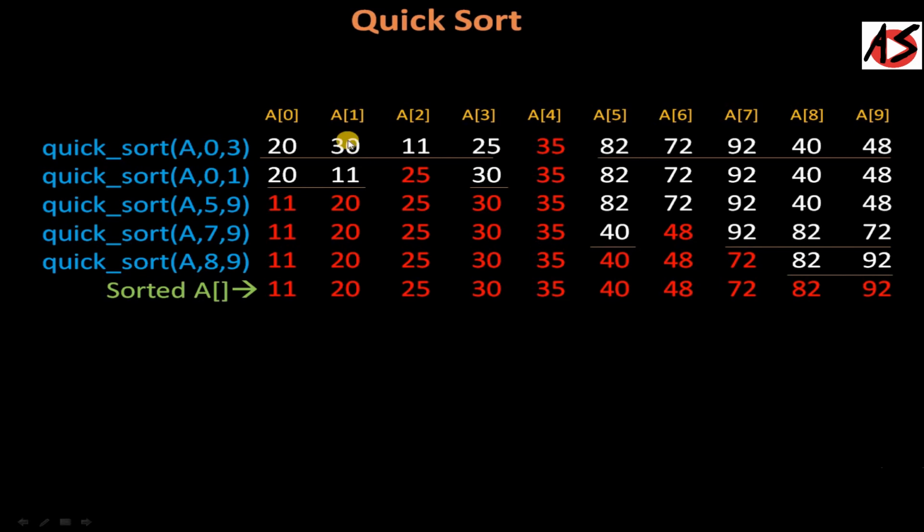So what we will do? We will swap 11 and 30. So we have 30 and 25. Then when we are returning from the function, we are swapping 30 and 25. So at last you are getting 25 on the second index. Then again your problem is divided into two sub problems. One sub problem is from 0 to 1 and the second sub problem is for the index 3.